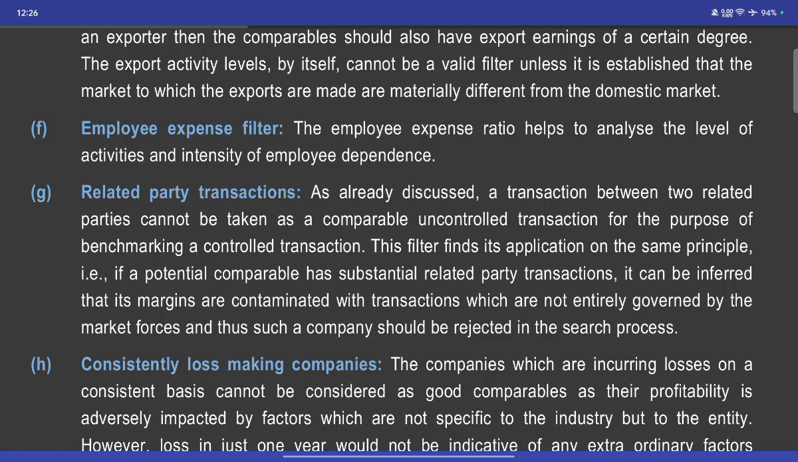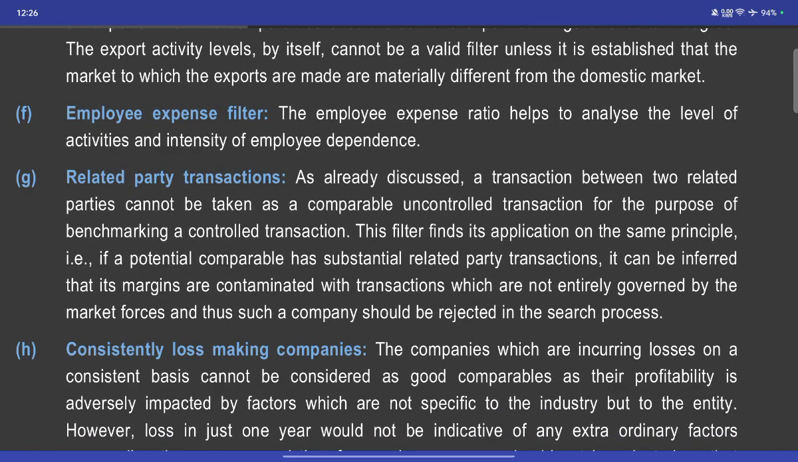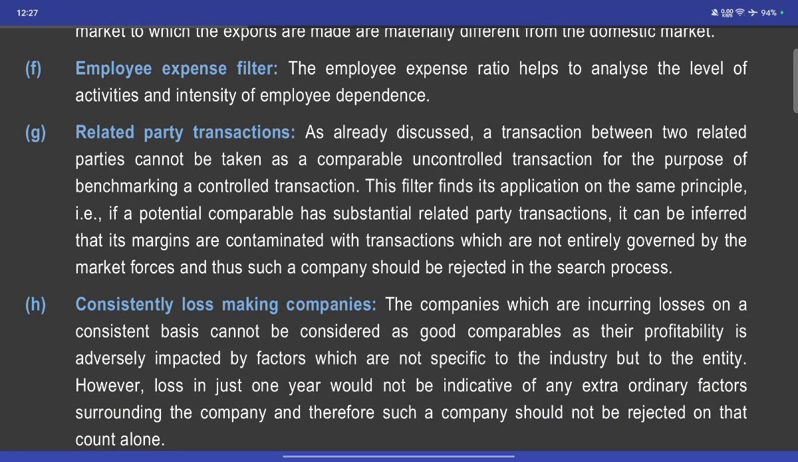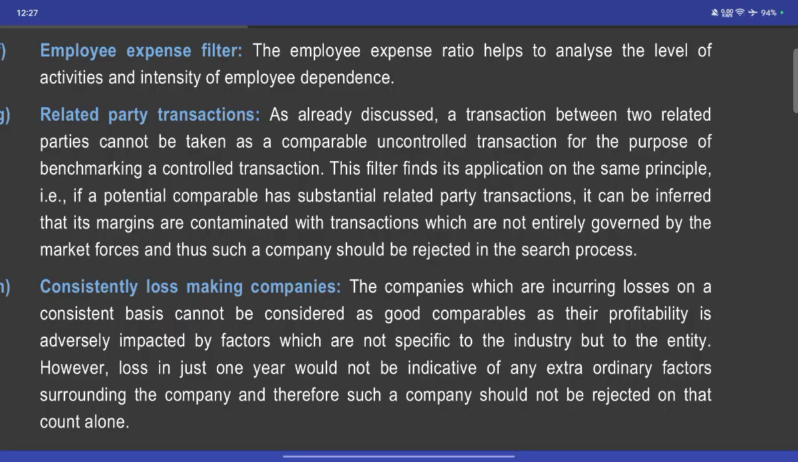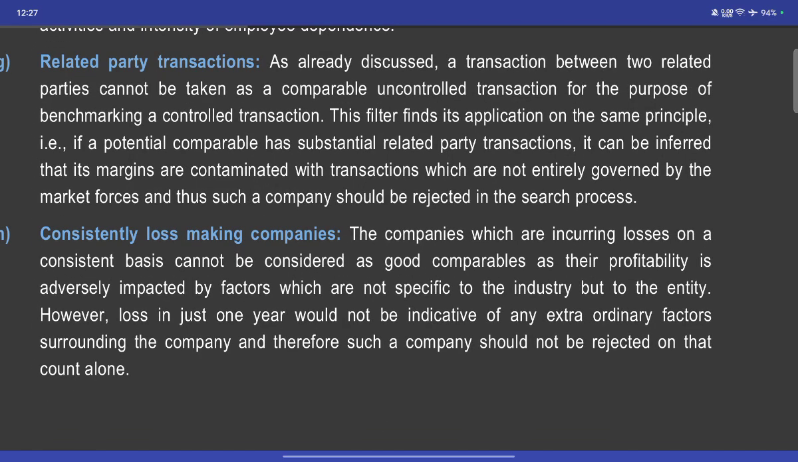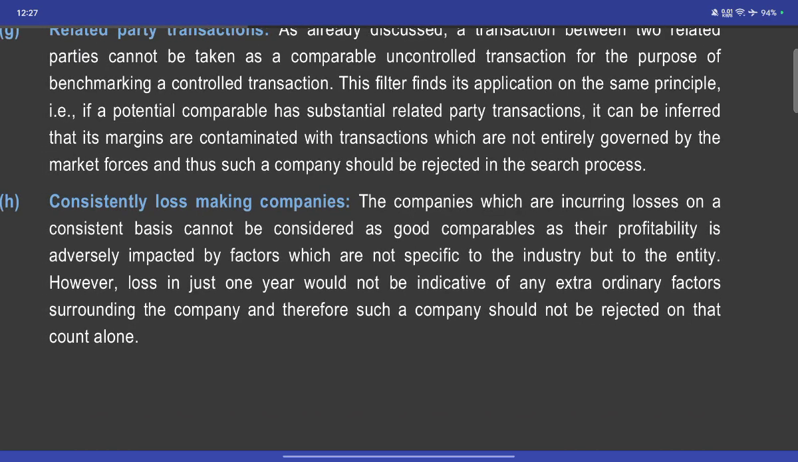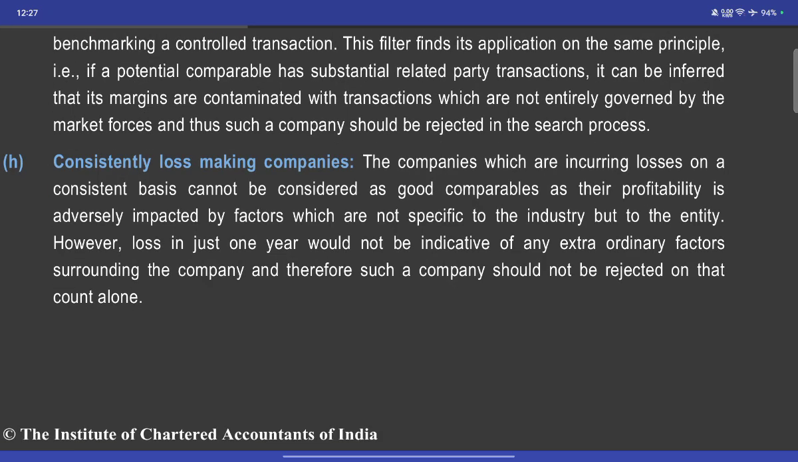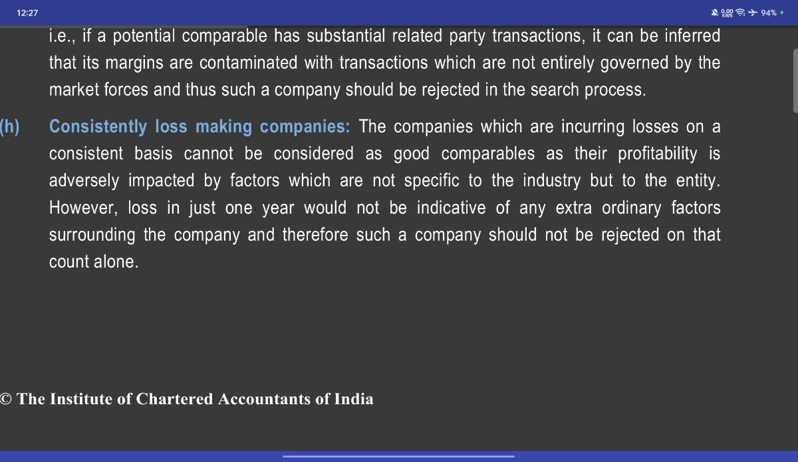Employee expense filter. The employee expense ratio helps analyze the level of activity and the intensity of employee dependency. Related party transaction filter. Transactions between two related parties cannot be taken as comparable uncontrolled transactions for the purpose of benchmarking. The same principle applies here: if a potential comparable has substantial related party transactions, it can be inferred that margins are contaminated with transactions which are not entirely governed by market forces, and thus such a company should be rejected.